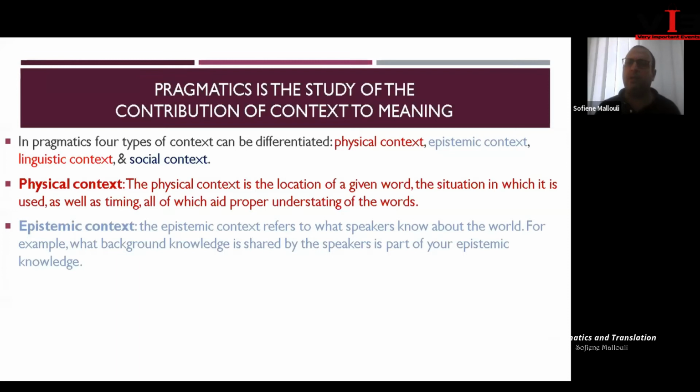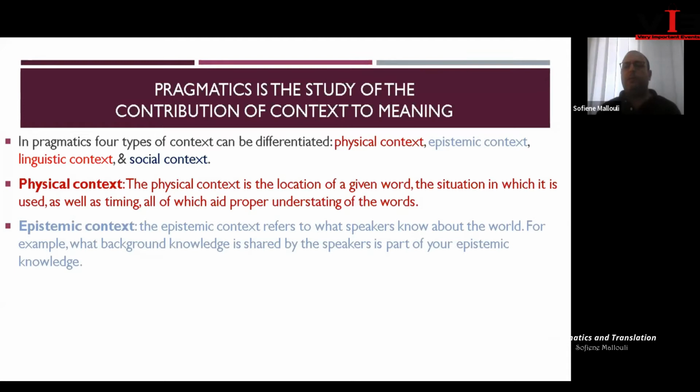Epistemic context. The epistemic context refers to what speakers know about the world, your cognitive knowledge. The background knowledge shared by the speakers is part of your epistemic knowledge.